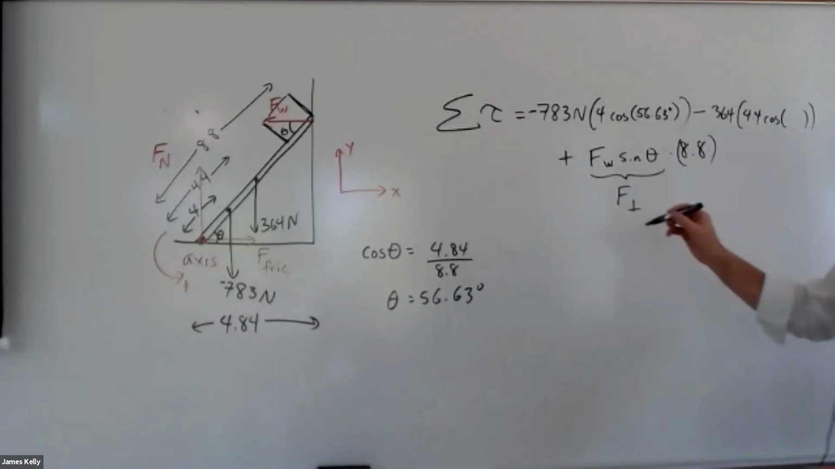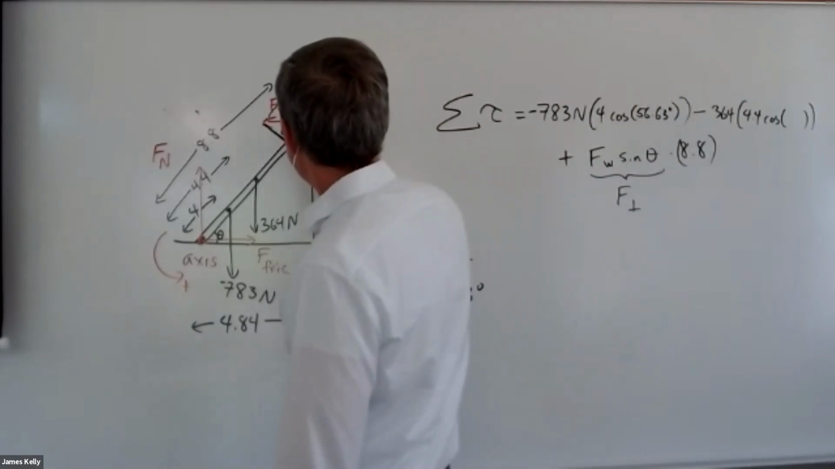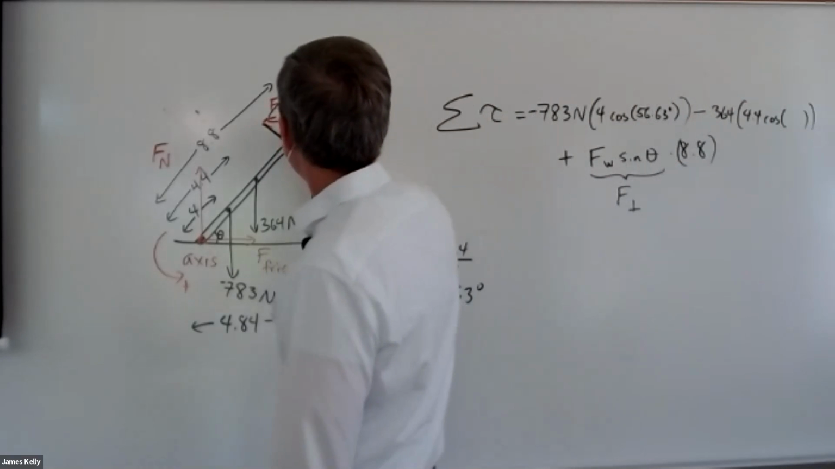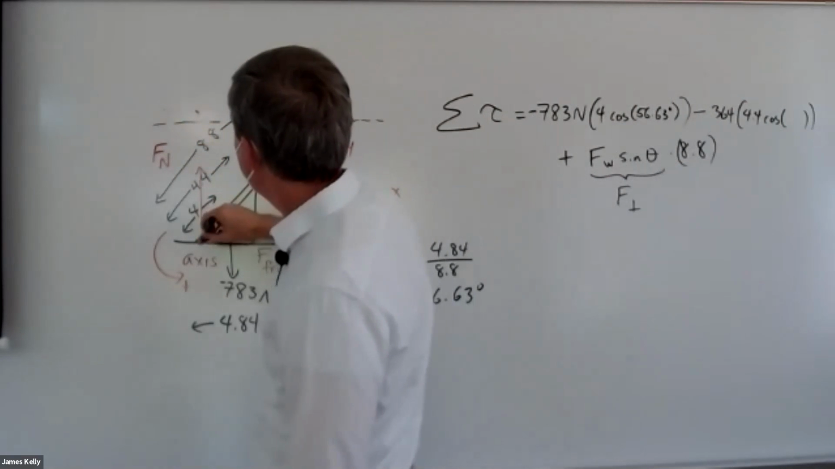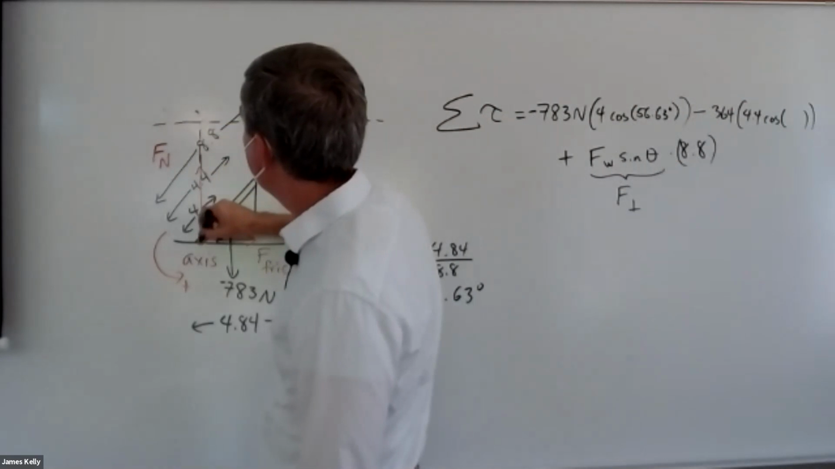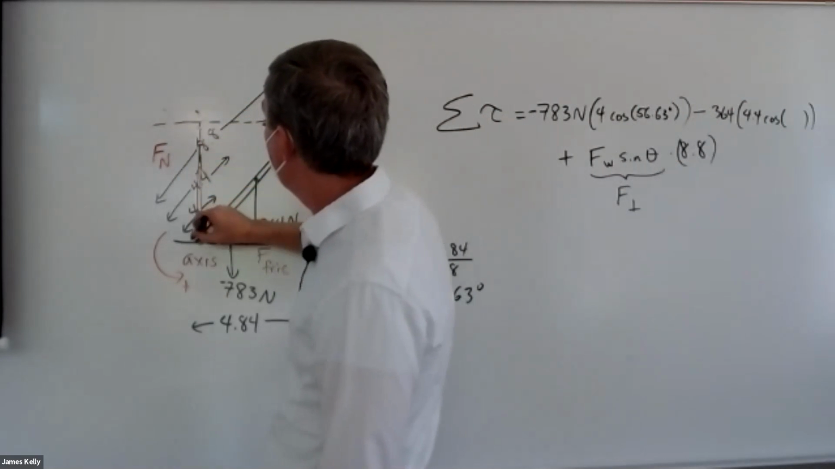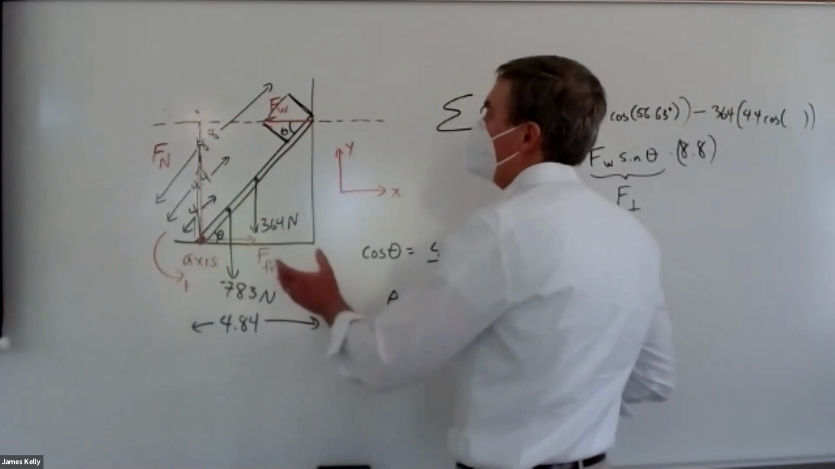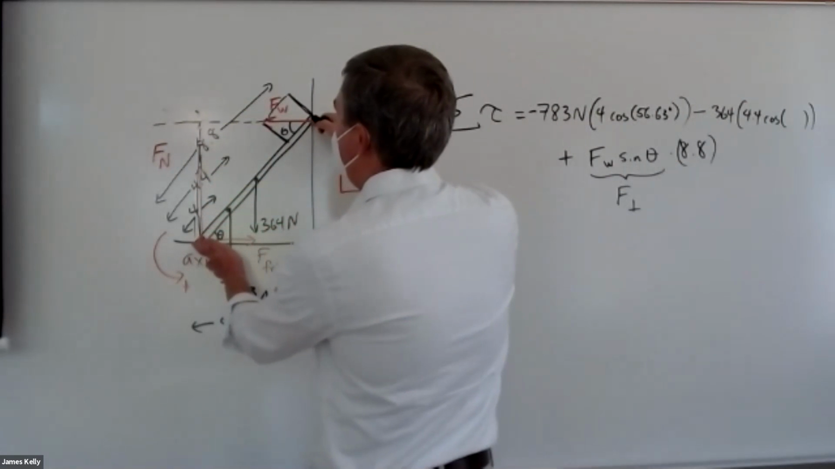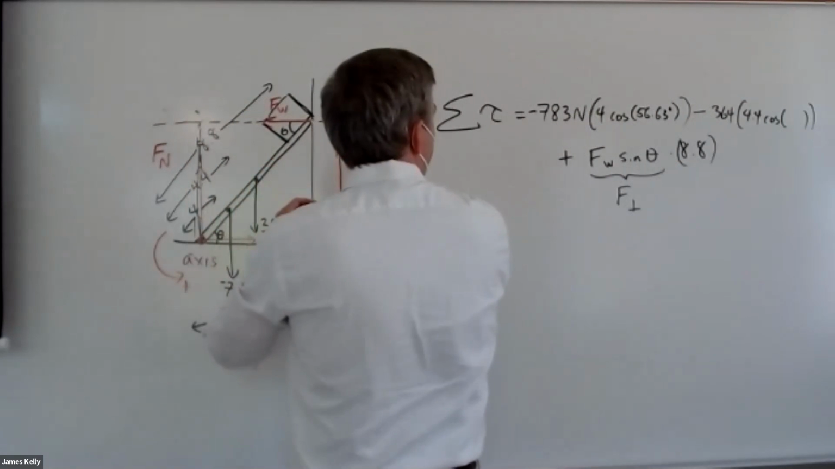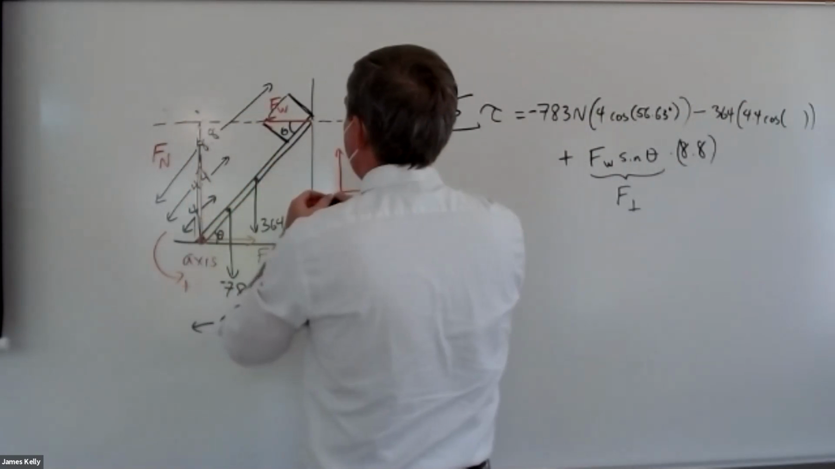We could also do it in terms of the moment arms, right? I mean, I could draw the line that contains F wall, and we need to figure out what this distance is right there. That would be the moment arm for that force, and that would be 8.8 times the cosine of theta.